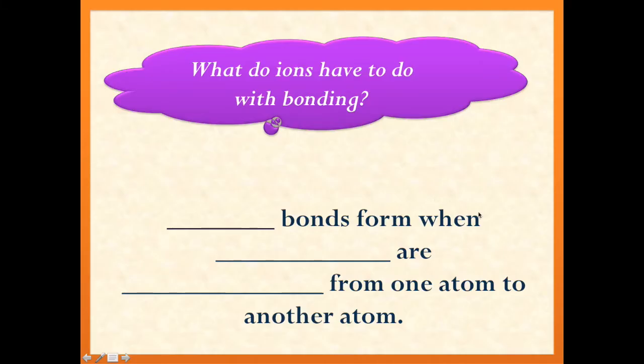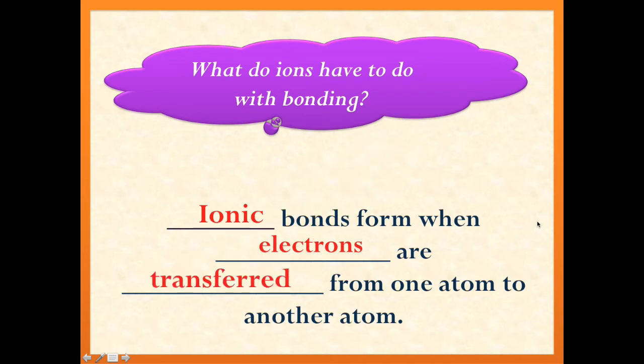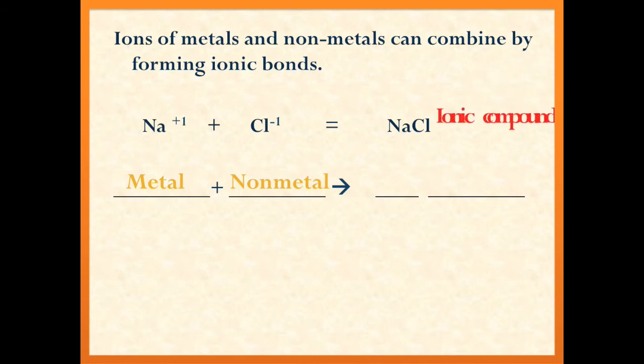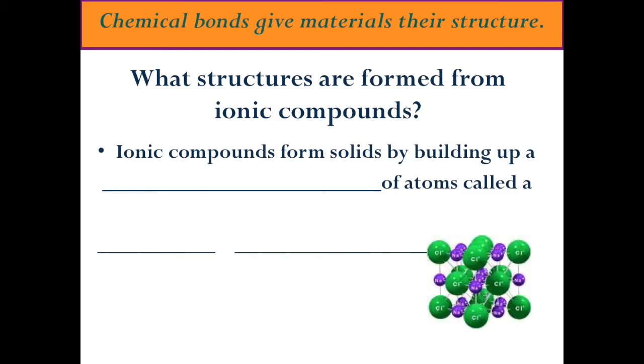And what do ions have to do with bonding? What happens here? So we could say ionic bonds form when electrons are transferred from one atom to another atom. That's the basic fact. And ions of metals and nonmetals can combine by forming ionic bonds. Here we have sodium metal combining with chloride, a nonmetal, forming an ionic compound, which is neutral charged.